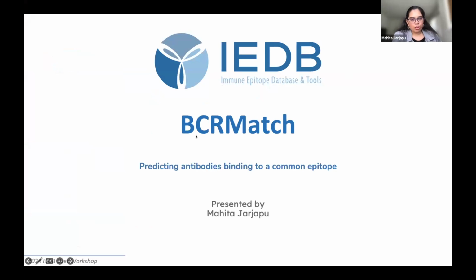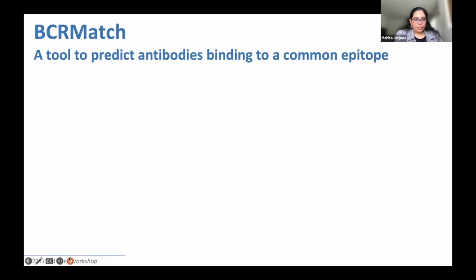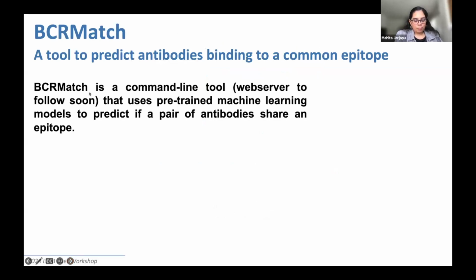My name is Mahita, and I'm a postdoc in the Peters lab, and I work with the IEDB. Today I'm going to be talking about BCRMatch, which is a tool to predict antibodies that bind to a common epitope. It's a command line tool, and at the website you can go to the command line version soon.